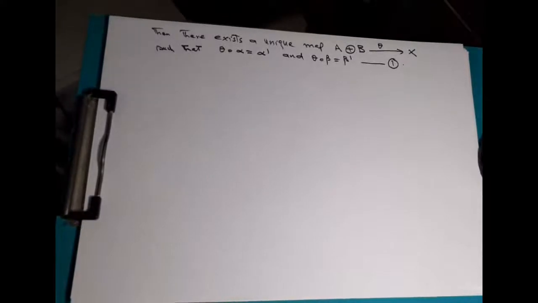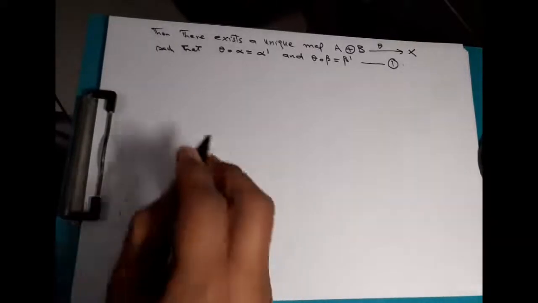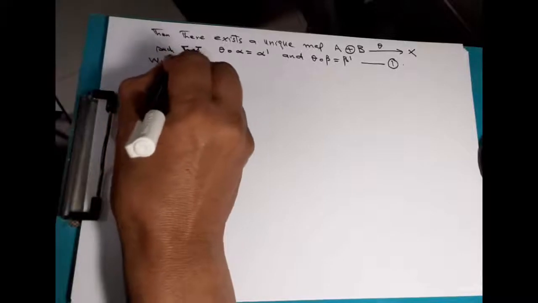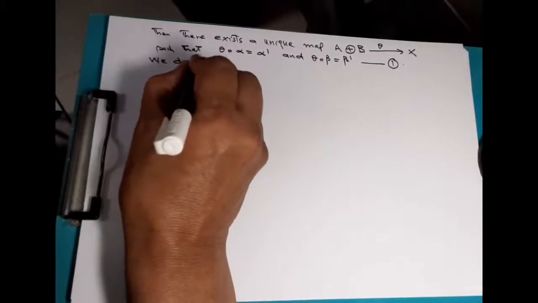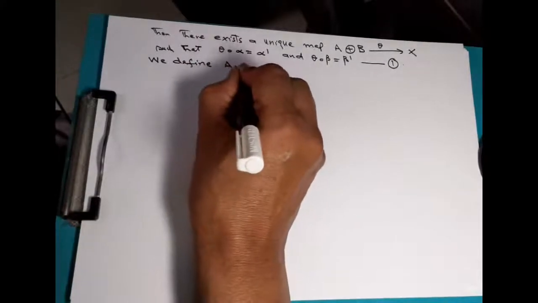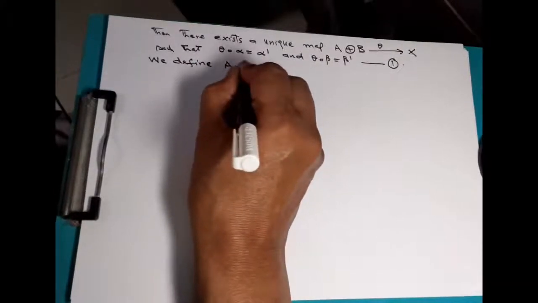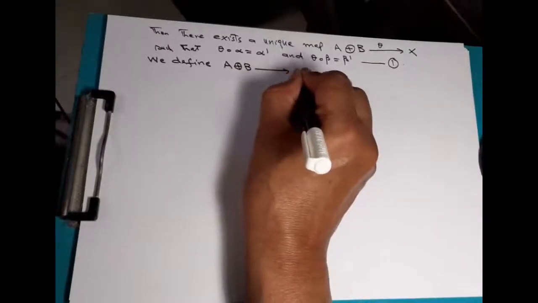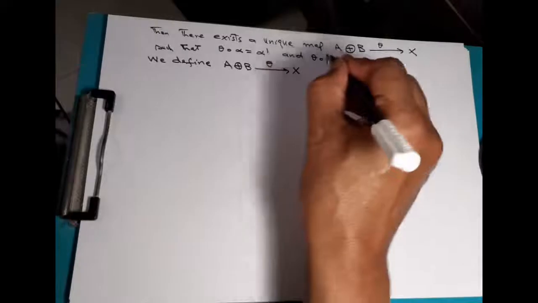So the important thing is to demonstrate what this particular map theta is going to be. So let's see what this theta is going to be. We define this map from A plus B, the direct sum of A and B, to X, theta, as follows.